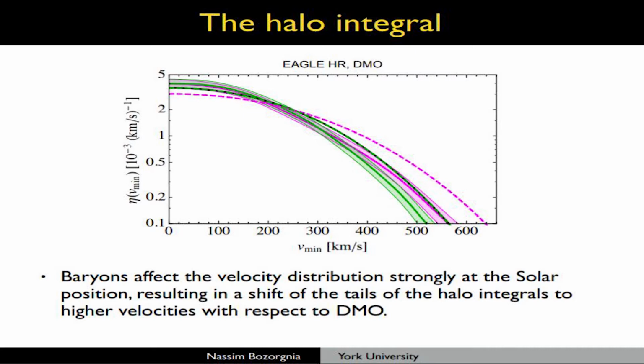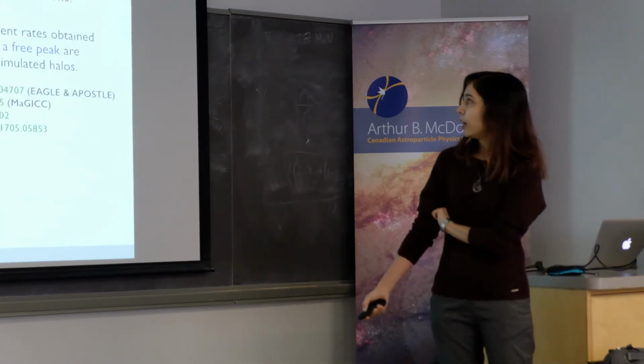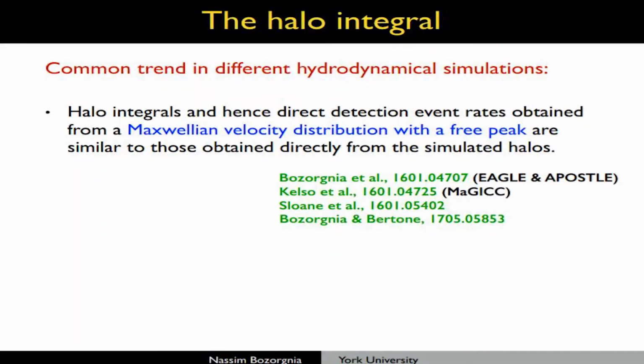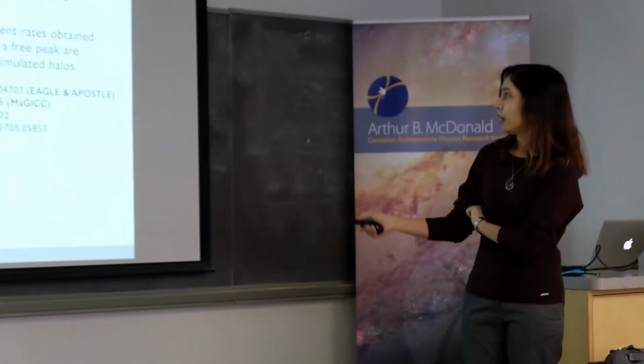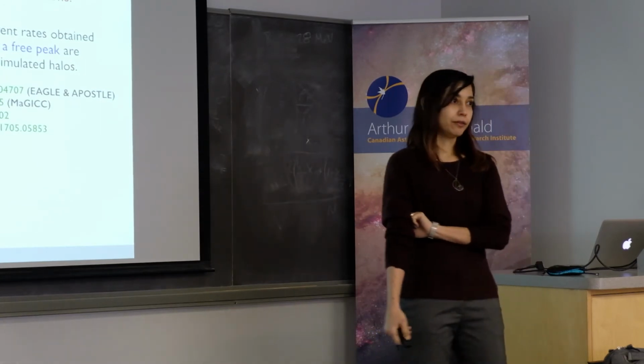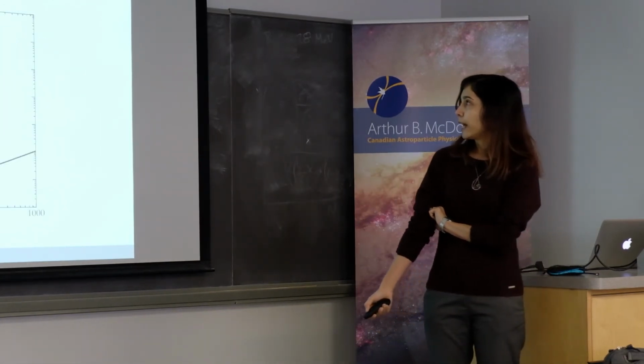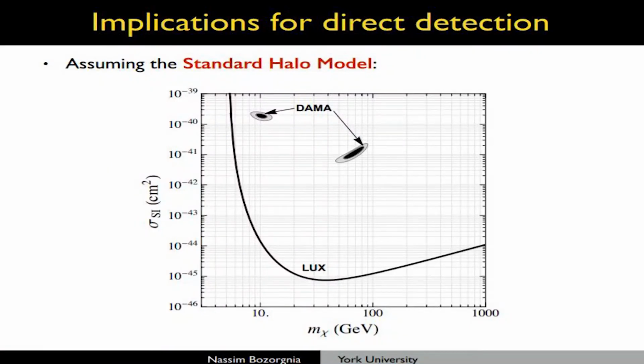So again, this is because you have this shift of the tails of the halo integrals to higher velocities in the case where you include baryons. This is quite interesting because there were also results of two other simulations, MAGIC and another one, which came out around the time that our work came out, and they found the same thing: whenever you include baryons in the simulations, things become more Maxwellian compared to when you have dark matter only. So we can look at what happens to these constraints.